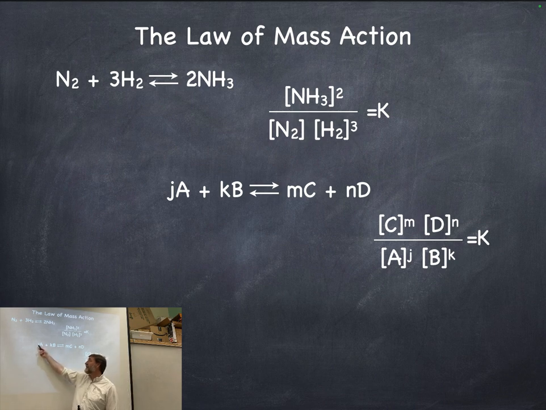Here's one more thought experiment. What if I took each of these coefficients and I multiplied it by 2? The reaction's still balanced, but now it's 2J, 2K, 2M, 2N. All of these now have become squared, right? 2M, 2N, 2J, 2K. What did I do to K? K squared. Changes to the exponent, changes to the coefficients, become exponential changes.